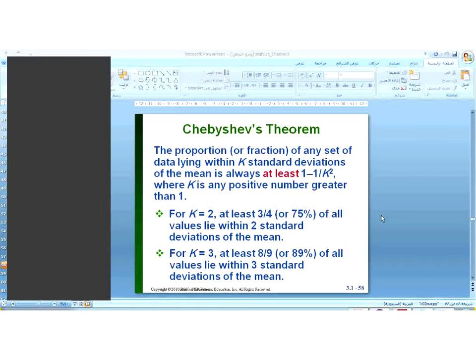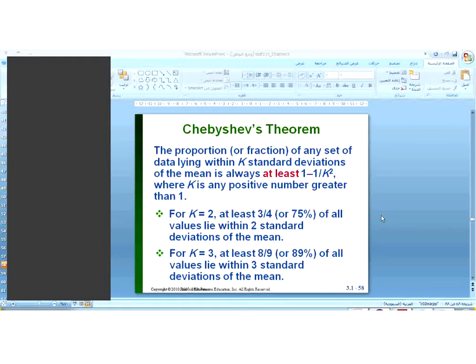So at least 3/4 of all values lie within 2 standard deviations of the mean. In the same way, k equals 3, so at least 8 divided by 9, which equals 1 minus 1 over 9, of all values lie within 3 standard deviations of the mean.